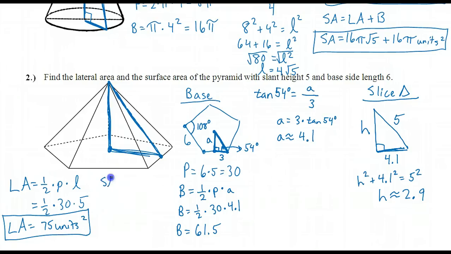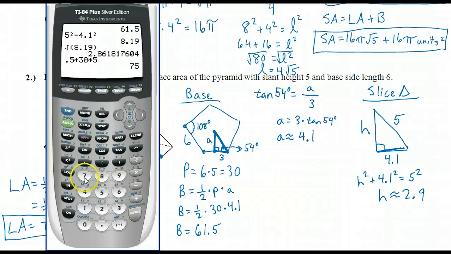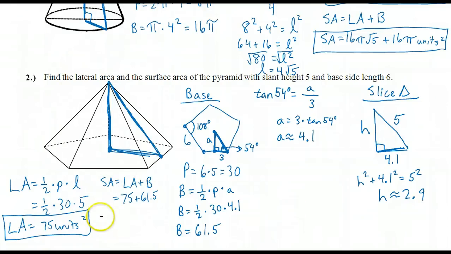And my surface area is going to be my lateral area plus 1 bottom. So it's going to be 75 plus 61.5. 75 and 61.5 is 136.5. So my surface area is 136.5 units squared.